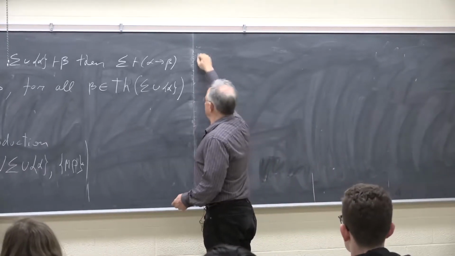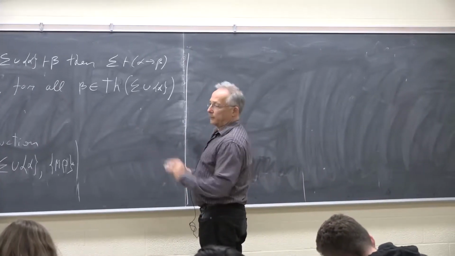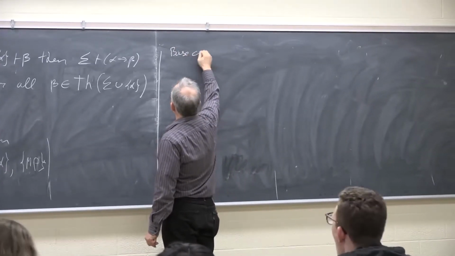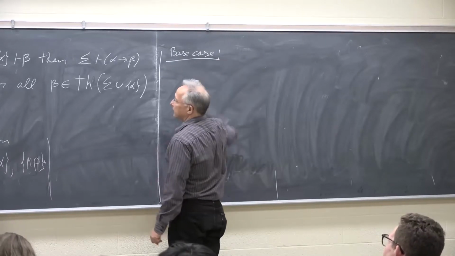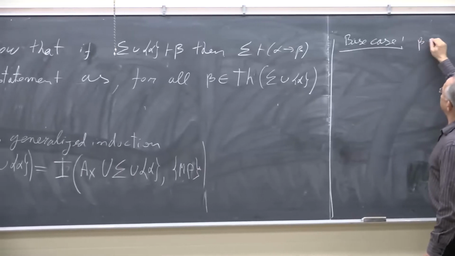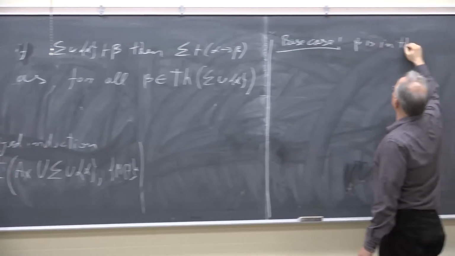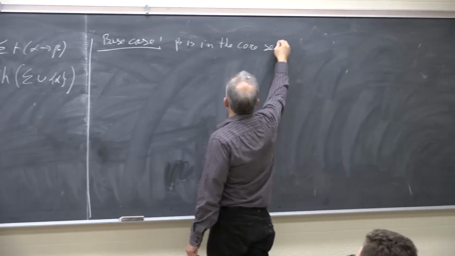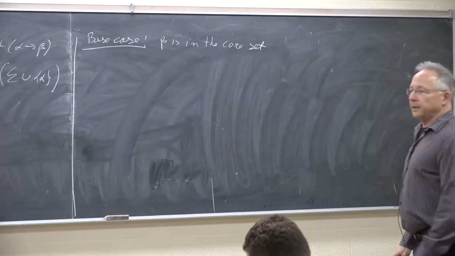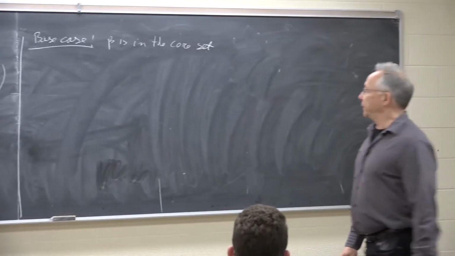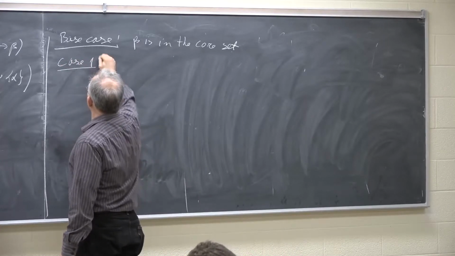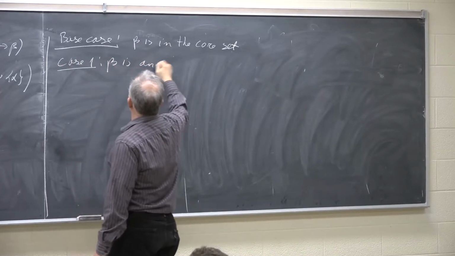Okay, so now we have to just be careful about what is generalized induction. So what is going to be my base case? I want to show for every beta in this structure, the base case is beta is in the core set. And there are several cases. Beta in the core set, what can it be? Axiom. So case 1, beta is an axiom.